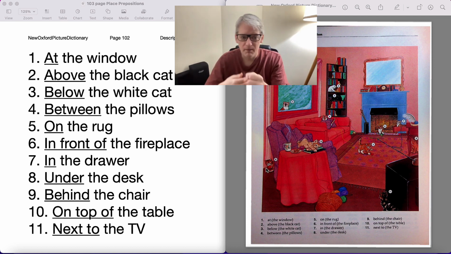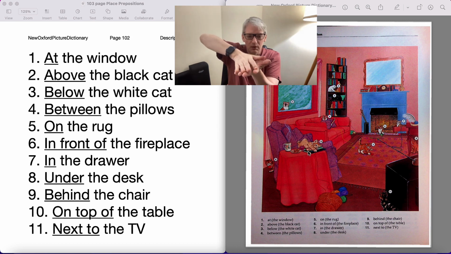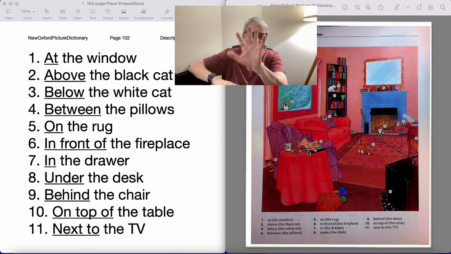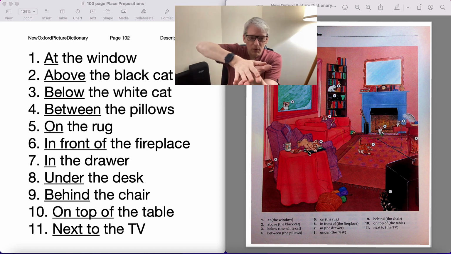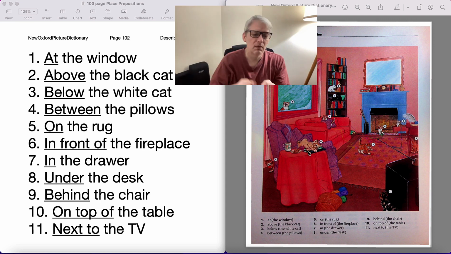In number 10, we have the table, and the cat is on top of the table, on top of the table. It's the same as on the rug, right? So number five is on the rug, and number 10 is on top of the table.